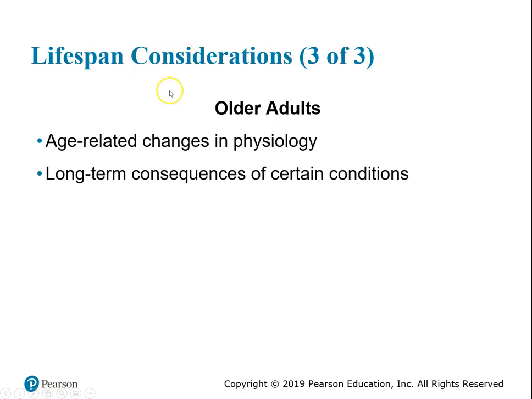Also, if you think about older adults, right, there are age-related changes in physiology. There are long-term consequences of certain conditions that a patient might have had throughout their life. As they get older, there are going to be maybe more serious consequences that we need to be aware of, okay? And then obviously there are certain diseases that, again, primarily affect the older population, okay?